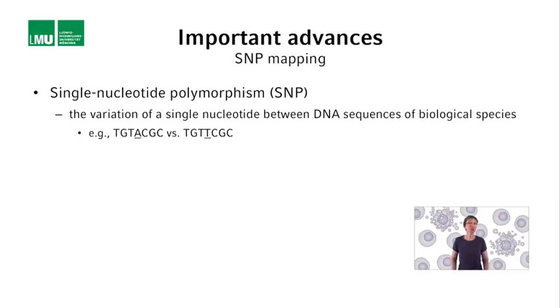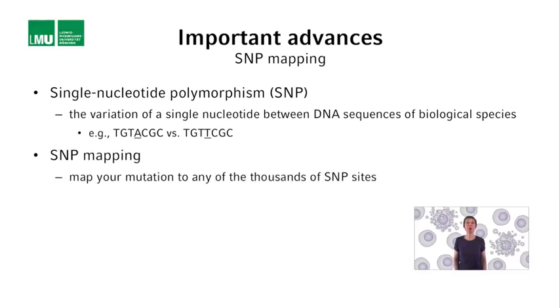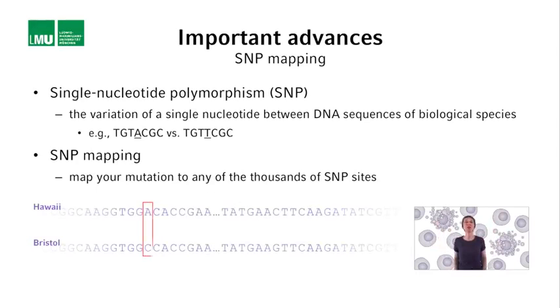What's the advantage? The advantage is that you can map your mutation not only to other known mutations that cause an obvious phenotype, such as mutations in DUMP5 and UNC29, but to any of the thousands of single nucleotide base pairs that are different between the Bristol genome and the Hawaii genome, the polymorphisms between these two strains. This was also a significant advance.